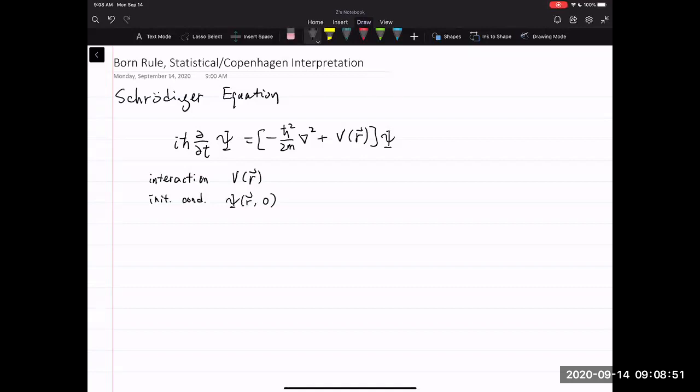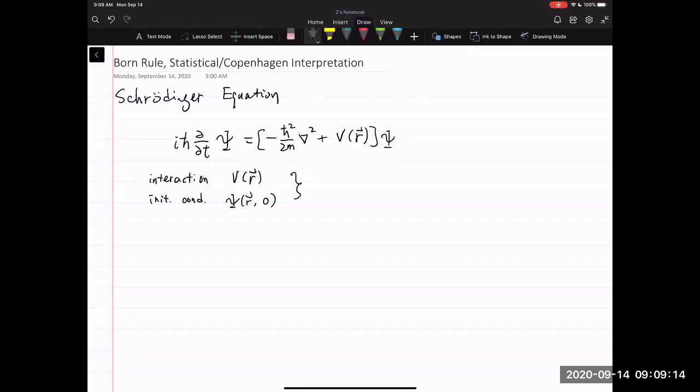Okay? Of course, this is a function. This initial condition itself is a function. It's applied at all the space R, but at time 0. So these two are the input. Okay. So in order to solve the Schrodinger equation, we need to know the interaction. We need to know the initial condition.